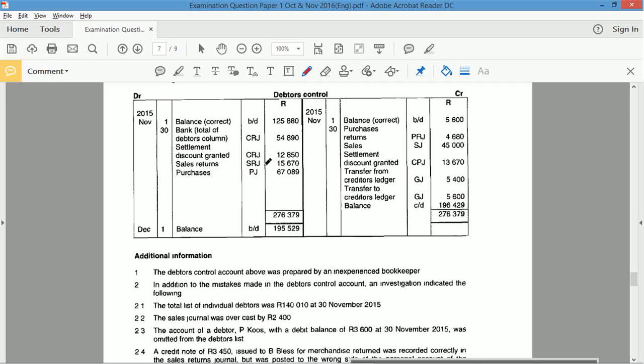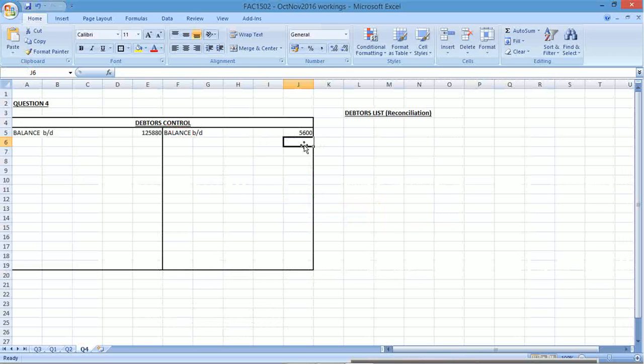Now we need to go down the list and confirm, do we agree with this or not? The first thing: bank, total of the debtors column. Let's understand this. It came from the cash receipts journal. Is the cash receipts journal going to increase the debtors control? No, because when you receive payment from your debtors, it decreases your debtors. So they put this on the wrong side. Bank shouldn't be on the debit side of debtors, it should be on the credit side. So let's fix that.